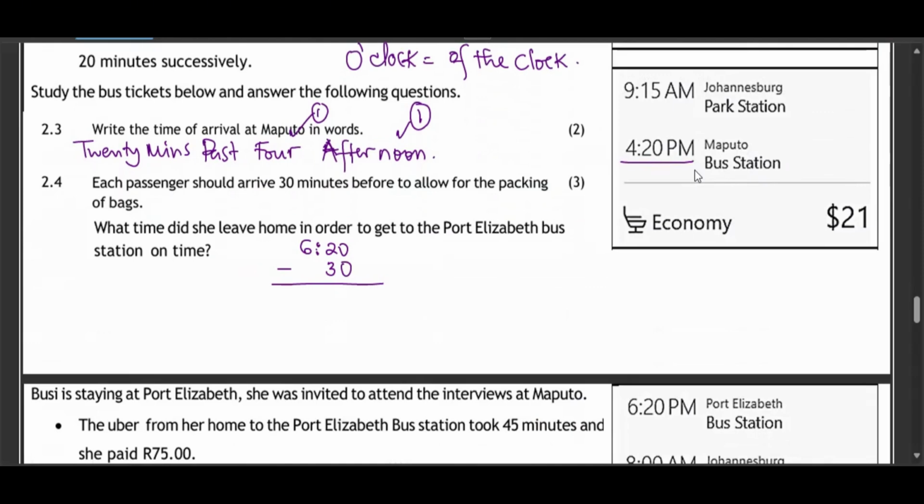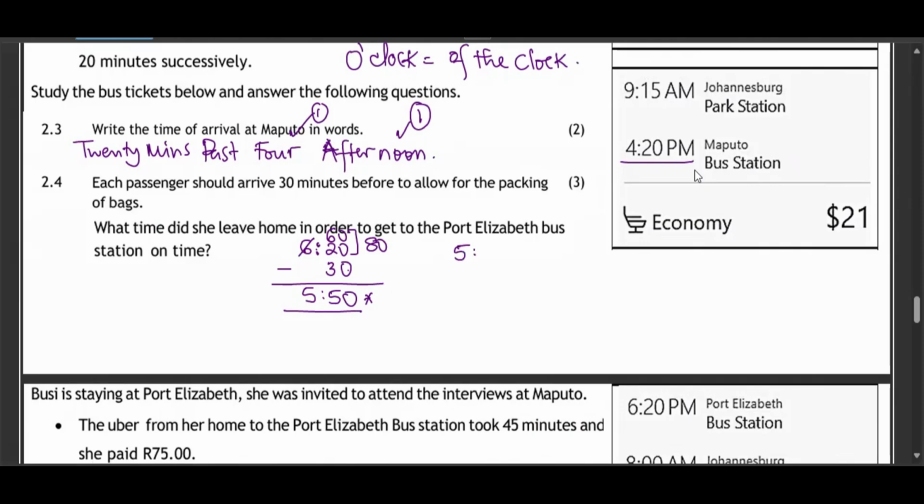So 20 cannot subtract 30. What do we do? We borrow from the 6 hours, and we've borrowed a full hour. And when you borrow a full hour, it turns into minutes. You've borrowed 60. So 60 plus 20, you get 80. 80 minus 30, this is 50. Remember, what's remaining here? This is 5. So at what time did she leave her home in order to get to Port? So she has to arrive. So she arrived there at 10 minutes to 6.